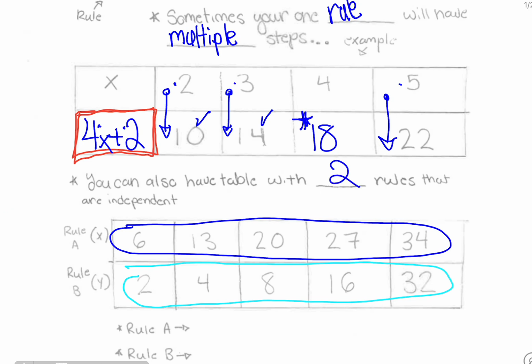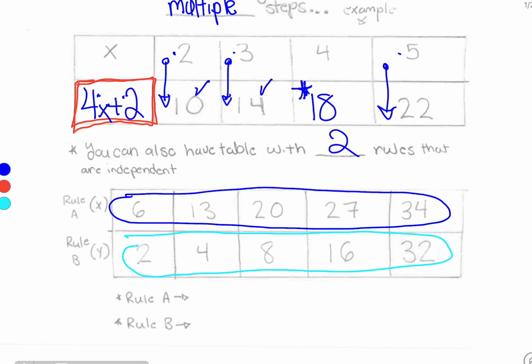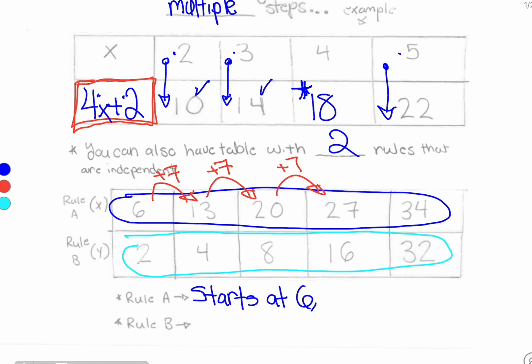Now the first thing I need to do for my dark blue ones is tell where the table starts. So it starts at 6, and then I have to figure out a rule for all of my x's. Now I know my numbers are getting bigger, so that could be multiplication or addition. I'm going to start with addition because it's easier. 6 plus 7 gets me 13. I hope my plus 7 is the rule. 13 plus 7 is 20. 20 plus 7 is 27.